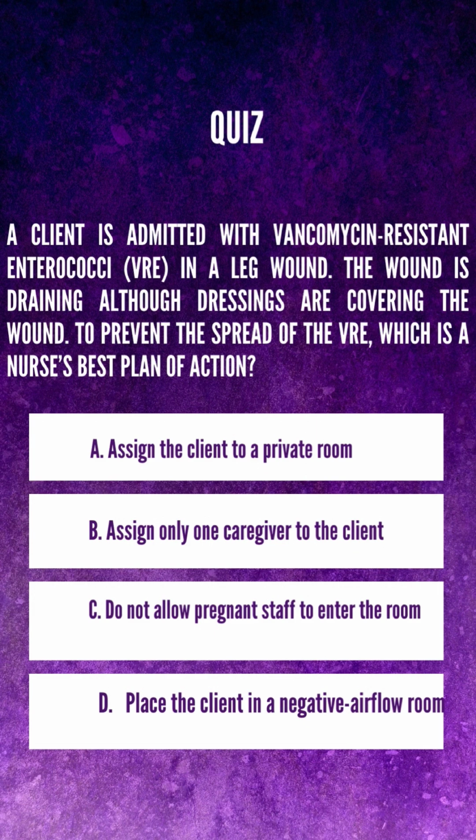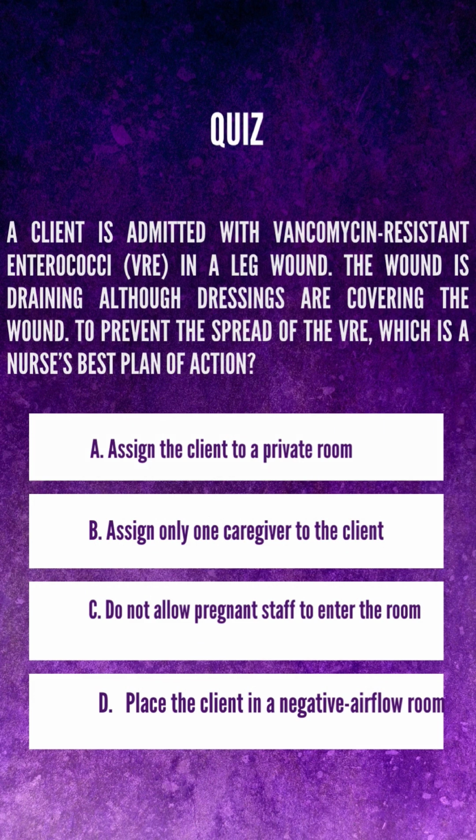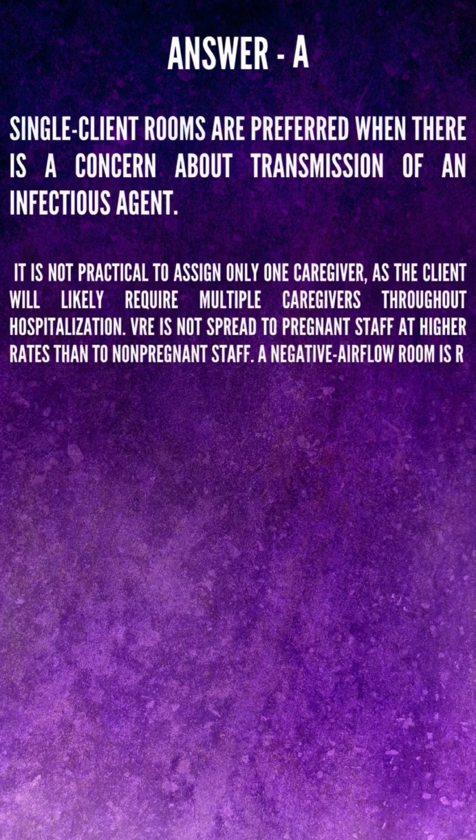Next question is, a client is admitted with VRE in a leg wound. The wound is draining although dressings are covering the wound. To prevent the spread of the VRE, which is the nurse's best plan of action? A, assign the client to a private room. B, assign only one caregiver to the client. C, do not allow pregnant staff to enter the room. And D, place negative airflow in the room. Correct answer is option A.